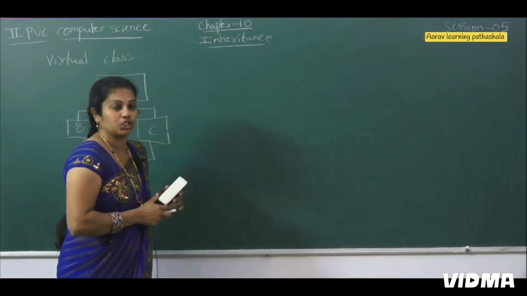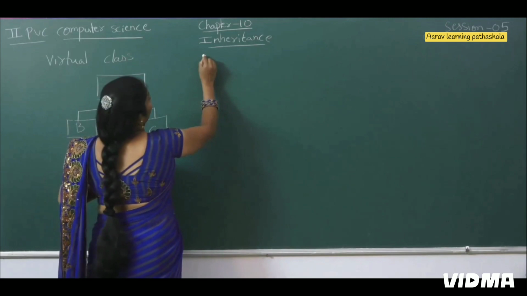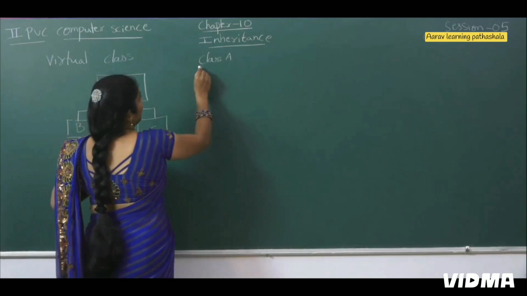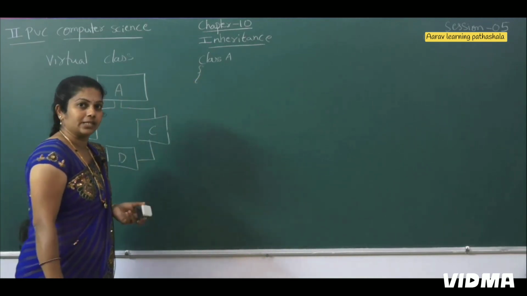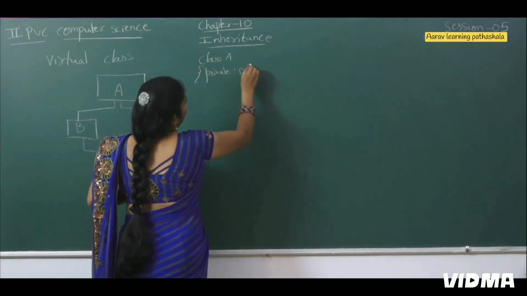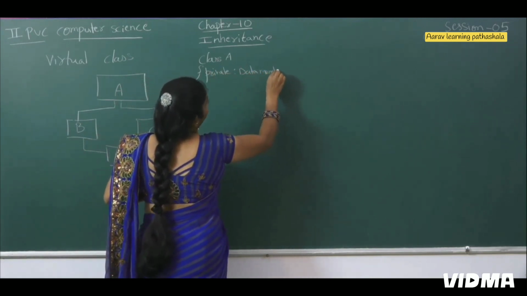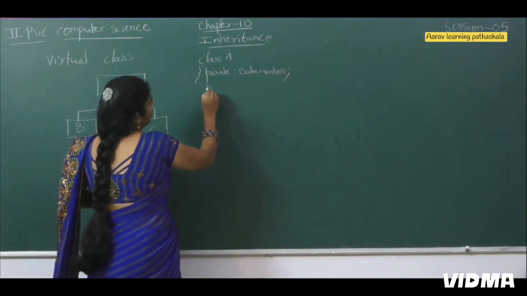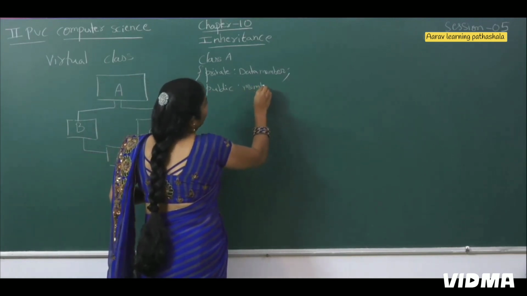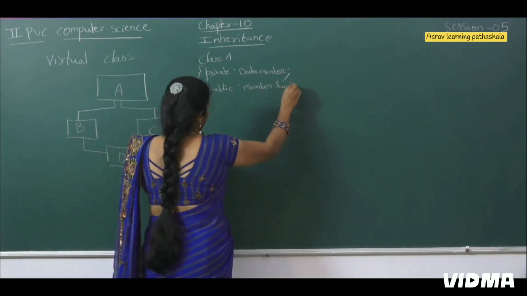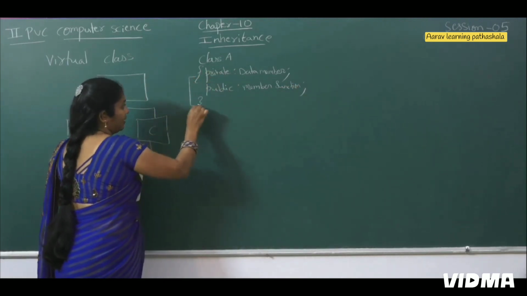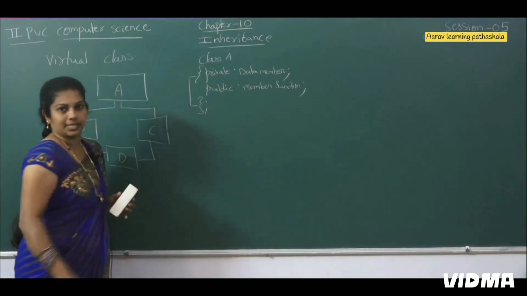How to make the base class virtual? For example, consider we are creating a class A. This class has both data members as well as member functions. In private section, we have data members. In public section, for example, we have member functions. Then we will close this class. Here we have created one class A and here we closed. After the flower bracket you have to put a semicolon.